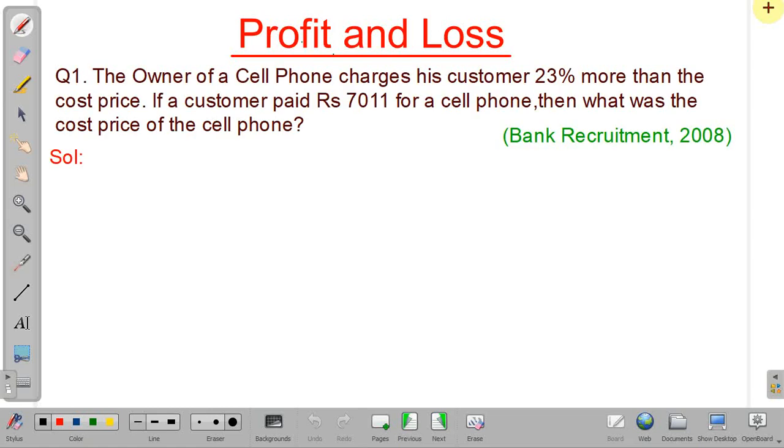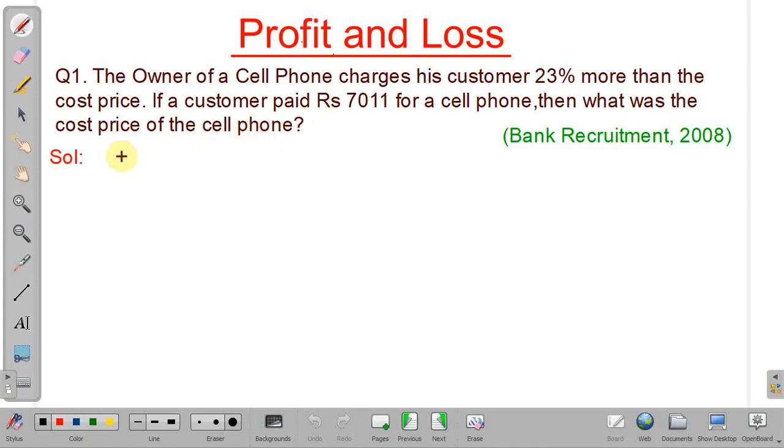So the first problem is: the owner of a cell phone charges his customer 23% more than the cost price. So 23% is the gain percentage. If a customer paid rupees 7011 for a cell phone, so what is rupees 7011? It is the selling price of the cell phone. What was the cost price of the cell phone? So we have to find the cost price. So how can we solve this?